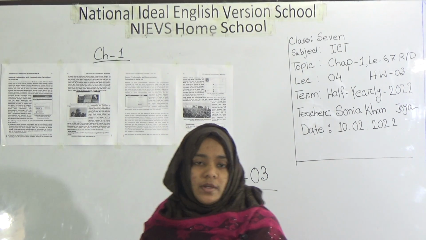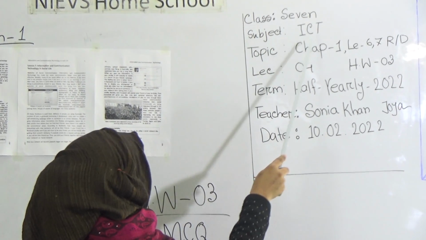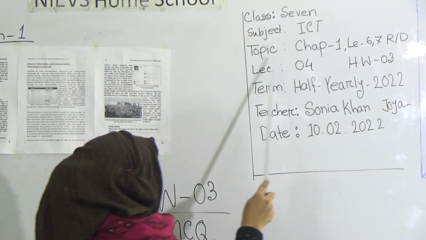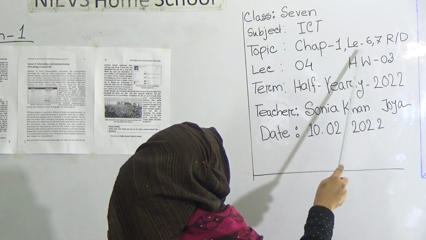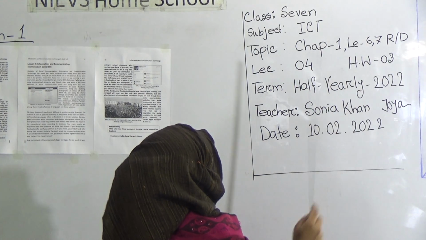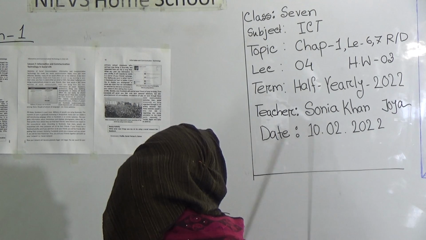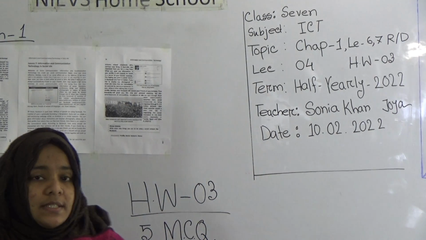So my dear students, look at the board. Here is class 7, subject ICT, and your today's topic Chapter 1, Lesson 6 and 7, Reading, and your lecture number 4 and your homework number 3. This is half yearly term, this is your teacher's name, and this is today's date. So my students, let's start this topic.